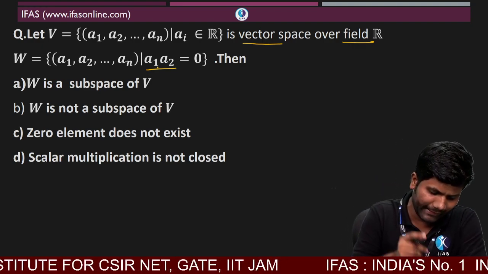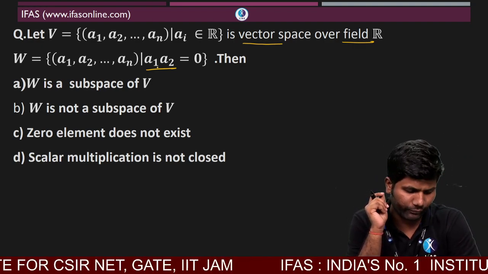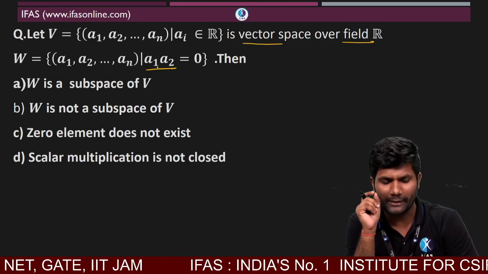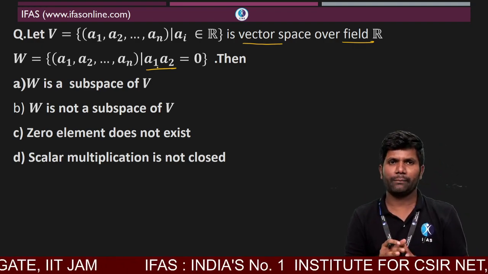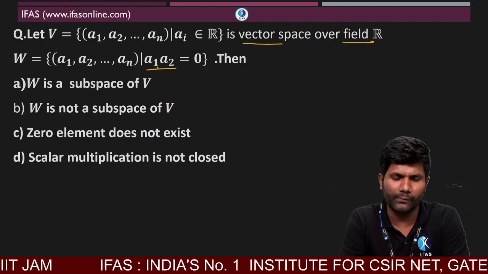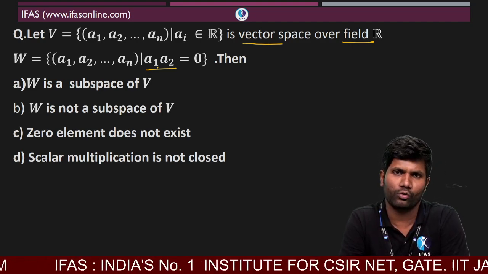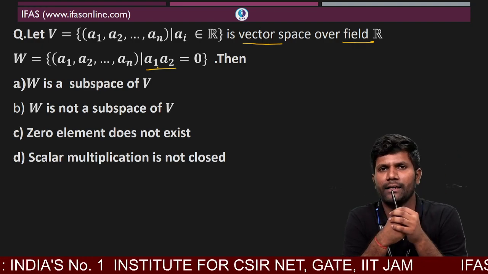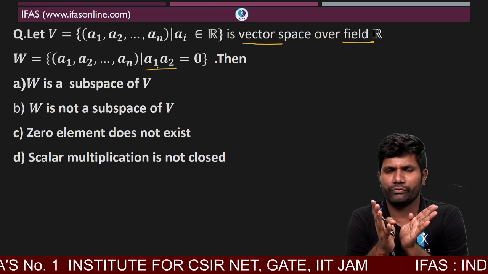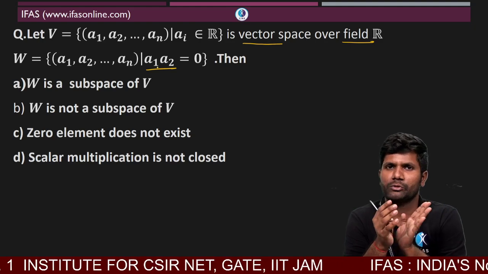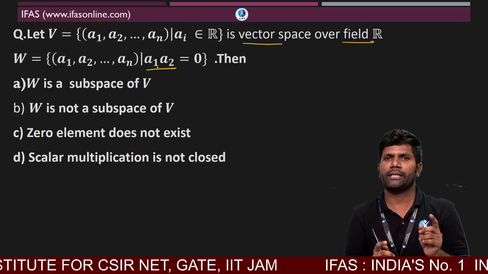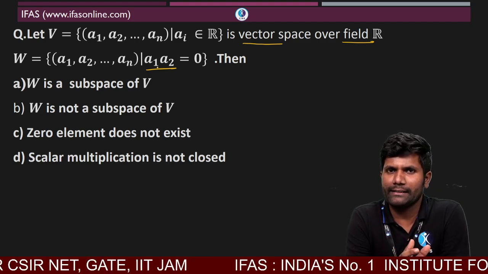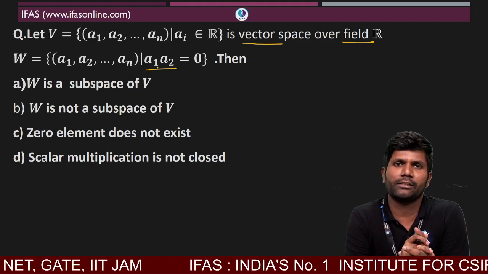Then there are four options given. The first option is that W is a subspace of V, the second option is that W is not a subspace of V, the third option is that the zero element does not exist, and the last option is that scalar multiplication is not closed. Okay, so first of all, if a question asks you to check whether the given space is a subspace or not, first check whether the zero element belongs to the set or not, whether vector addition is closed or not, and whether scalar multiplication is closed or not.